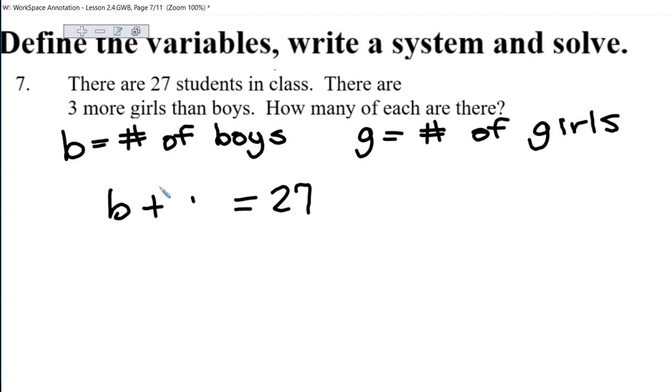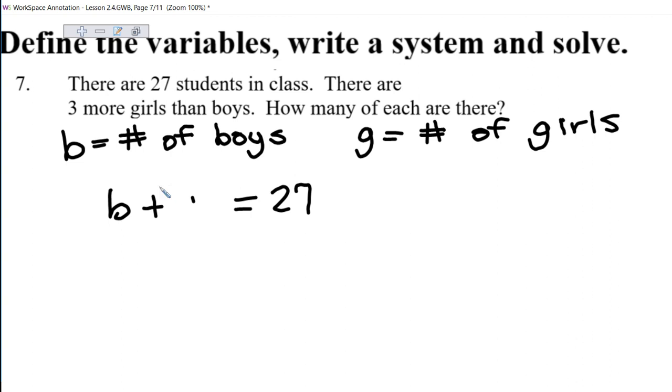Now, does it matter with addition which one comes first? No, if you put the girls first, that's perfectly fine. So B plus G equals 27. Now, next sentence says there are 3 more girls than boys. Now, if you have a problem where you're talking about more or less, well, think about this. Let me read it again. There are 3 more girls than boys.